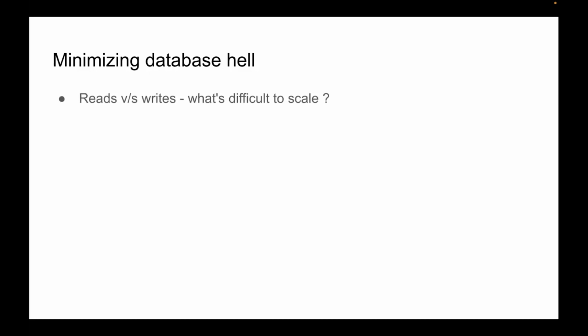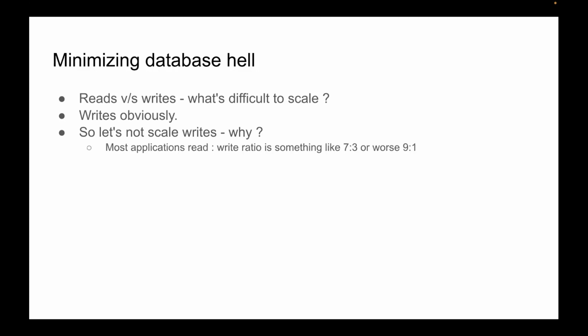So how do we minimize database hell? We figure out what to reduce. Between reads and writes, what is extremely difficult to scale, as we saw, is obviously the writes. So one radical concept could be, what the hell, I will just not scale writes. And somebody would say, well, why not? For most applications, the read to write ratio is something like 7:3 or 8:2 or 9:1.